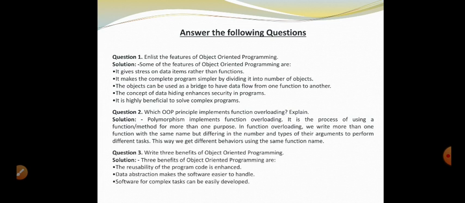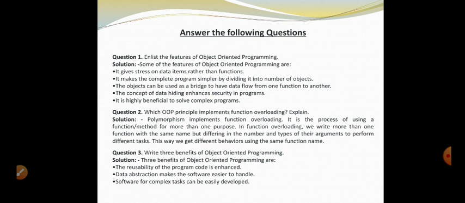The first question: enlist the features of object-oriented programming. All features of object-oriented programming you have to list out. Some of the features are: first, it gives stress on data items rather than functions. Second, it makes the complete program simpler by dividing it into a number of objects. Third, the objects can be used as a bridge to have data flow from one function to another. Next, the concept of data hiding enhances security in programs. It is highly beneficial to solve complex programs. So this is known as the features of object-oriented programming.